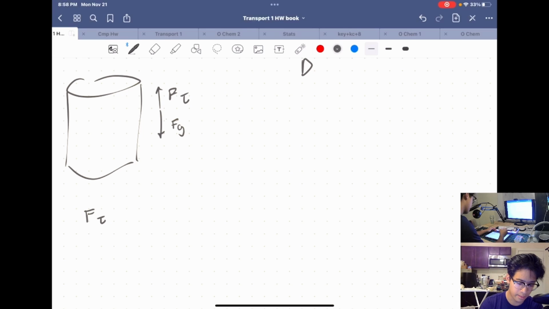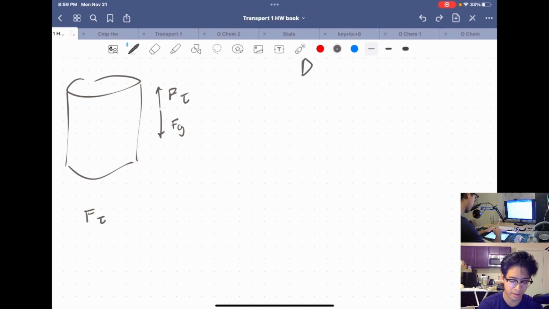How do I want to do this? I was trying to see if I can take a shortcut, but we'll do it the long way.